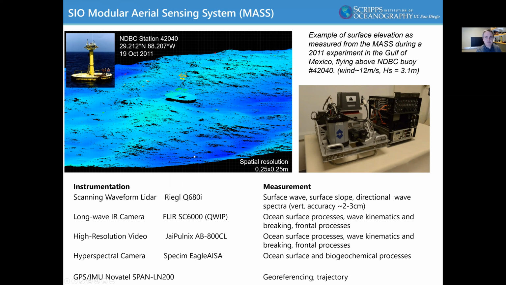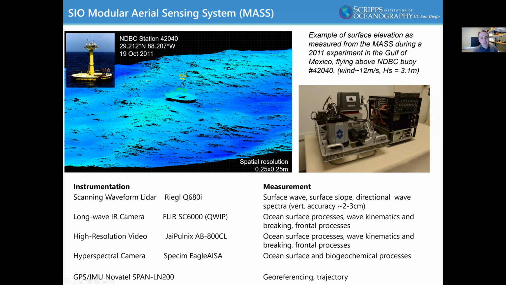Conditions were about 12 meters per second wind, 3.1 meter significant wave height, a lot of short waves with spatial resolution, and I think it gives you an idea of the resolution. You also notice those points here, which are not outliers. Actually, they are birds, and I think it's another testimony of the accuracy that you can achieve with a system like this.